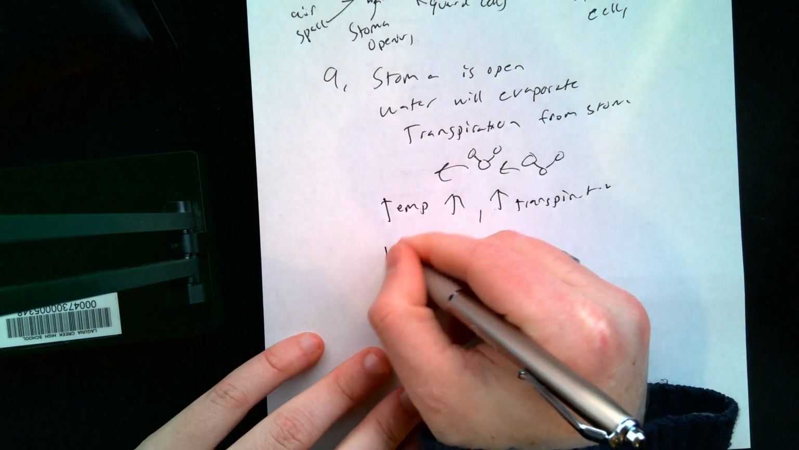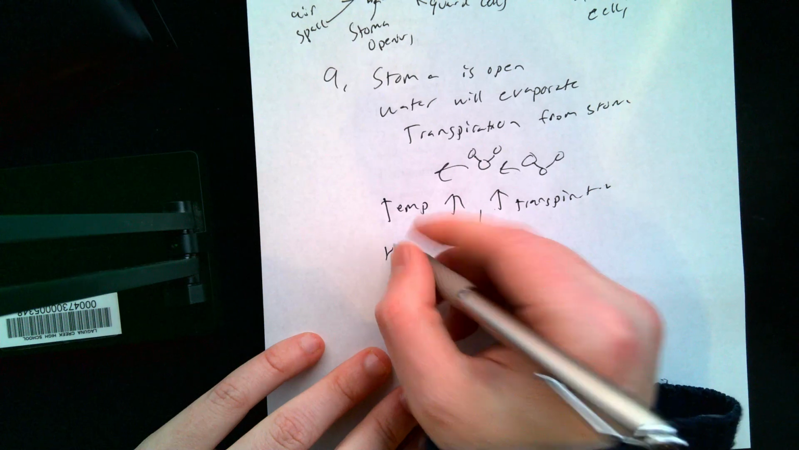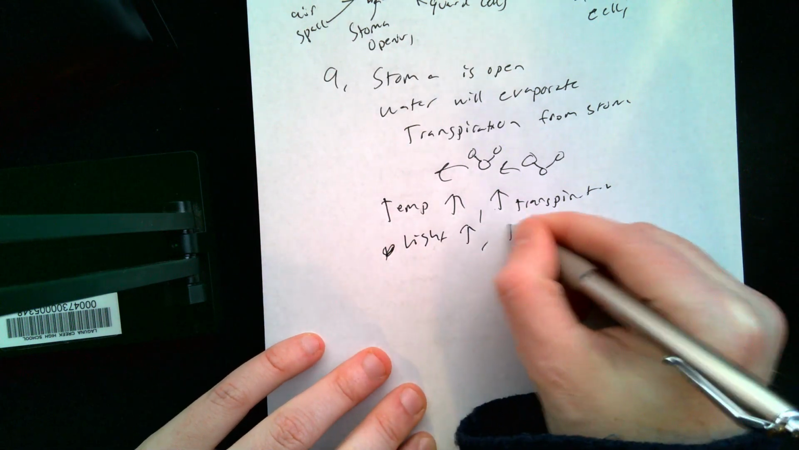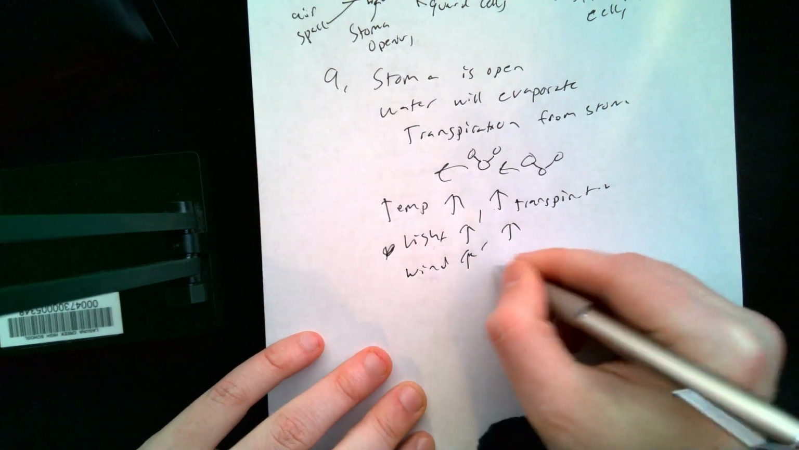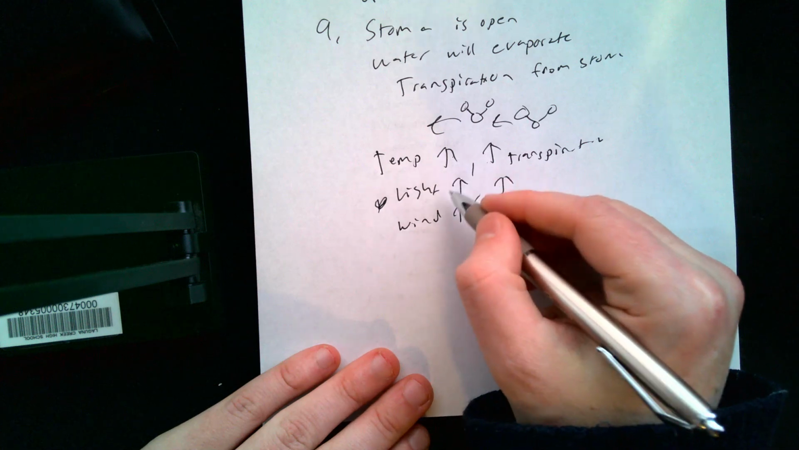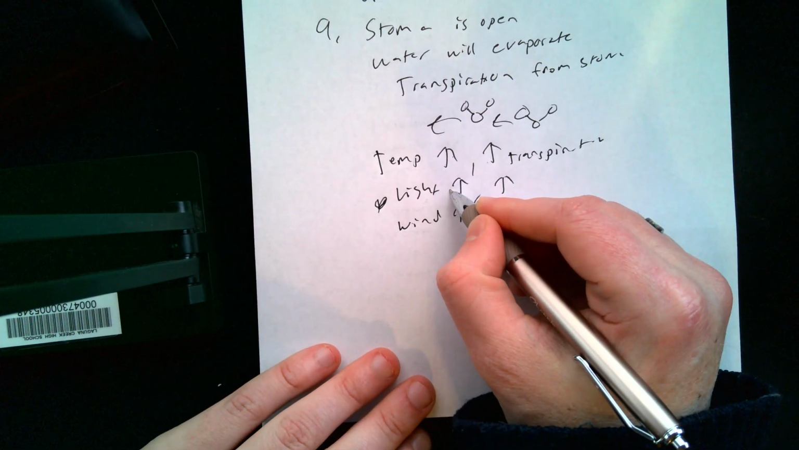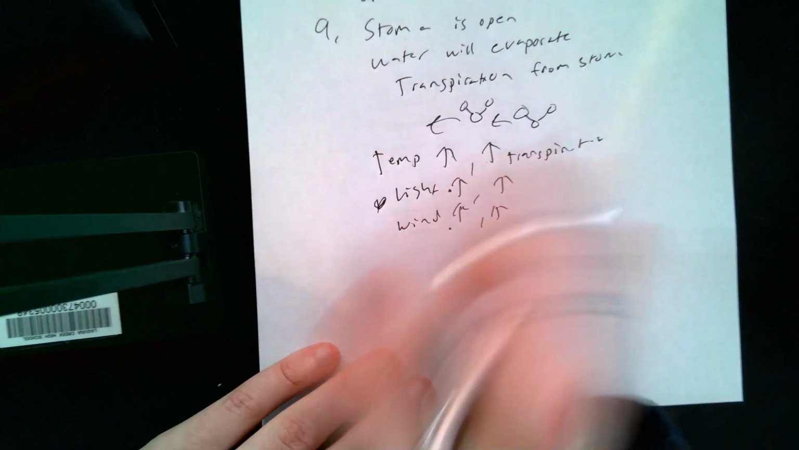The humidity is a weird one, so I really shouldn't do it next. So I'm not going to. Light: the more light there is, the more transpiration. The more wind there is, the more transpiration that will happen. Because these are all like increasing temperature, this is going to cause them to open the stoma more, therefore there's more light, more evaporation. Wind is going to pull those molecules away more.